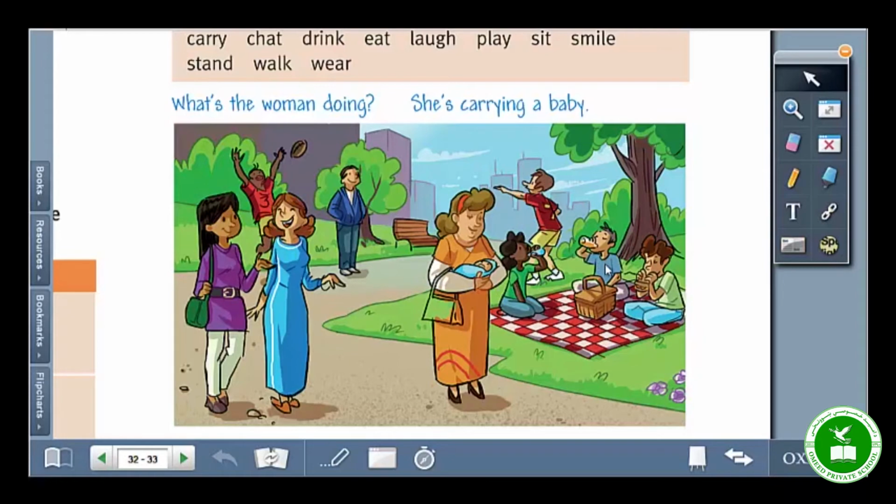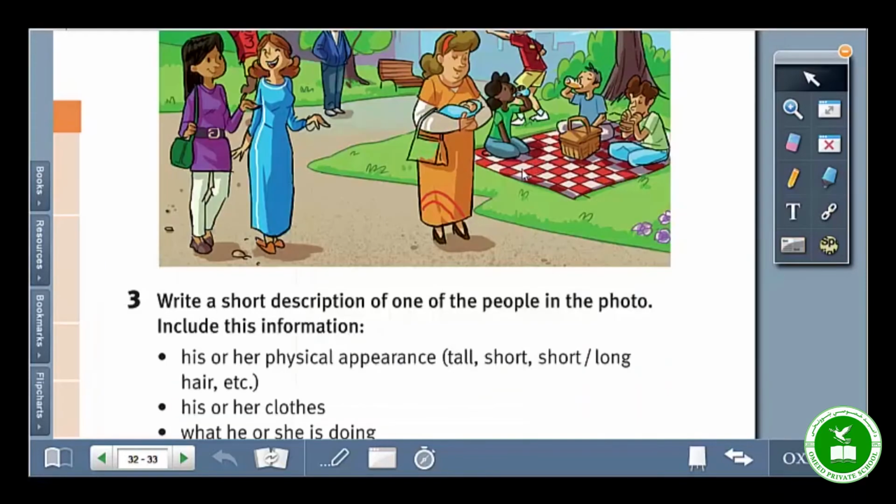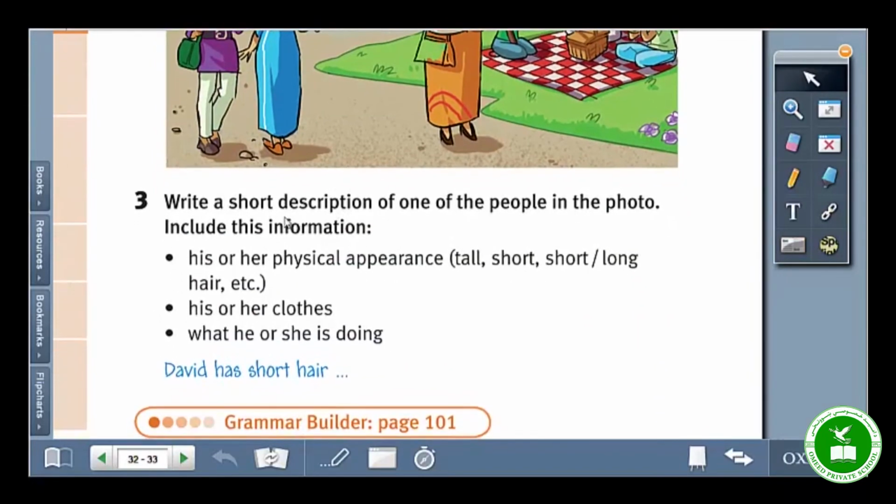that boy doing? What's the boy doing? You have to say he is drinking juice. He is drinking juice. So you make sentences just like that. Use these verbs and these people. Okay? Very nice. Number 3.